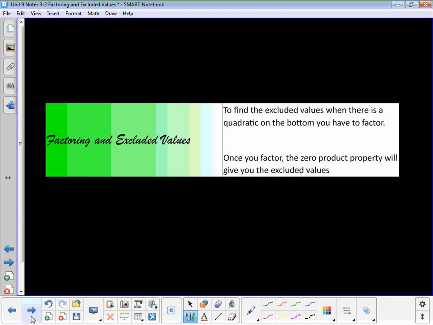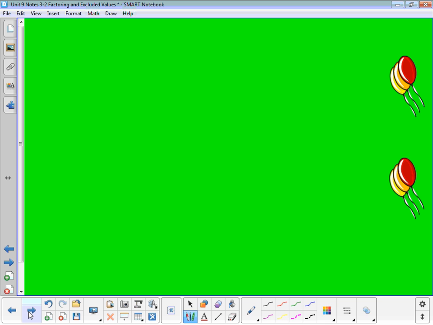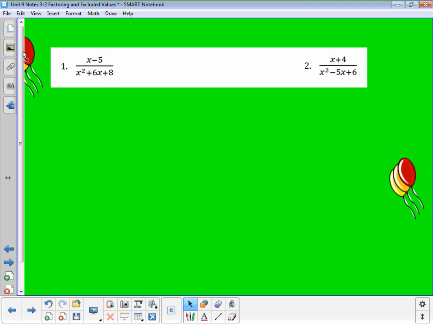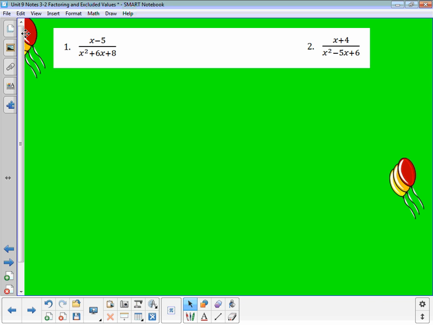Okay, so once you factor, that's where we're going to use the zero product property. You were using the zero product property, but it was already factored for you. Today, it's not going to be factored, and you have to actually go through that work. So let's take a look at what that's going to look like. Let's pull over these pretty balloons here. Okay, so let's start by looking at number 1.